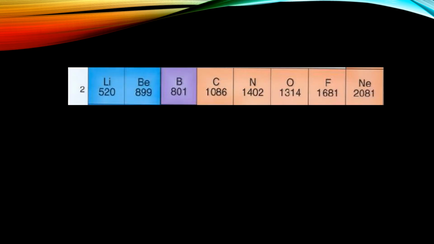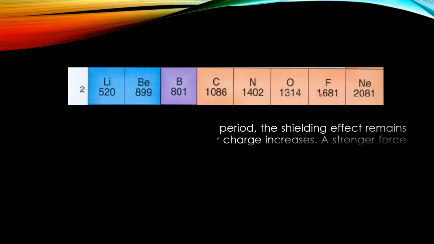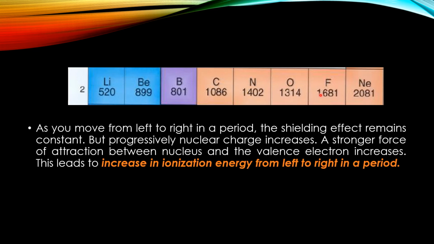So what happens when we are moving in a period from left to right? Here I have given the example of the second period. You can see that ionization energy value is increasing. So why is this ionization energy value increasing when we are moving in a period?